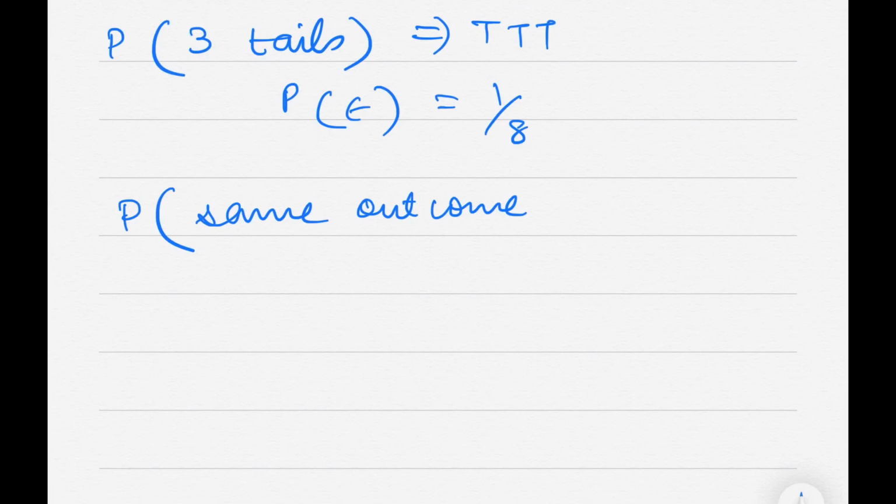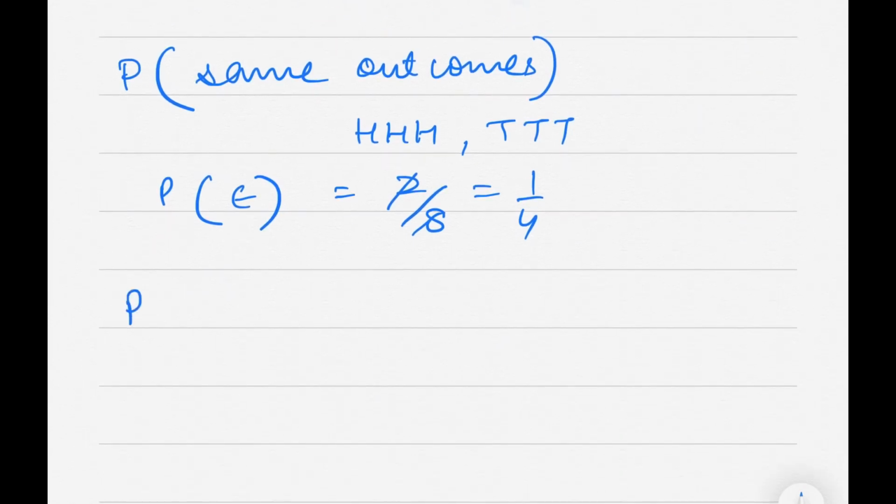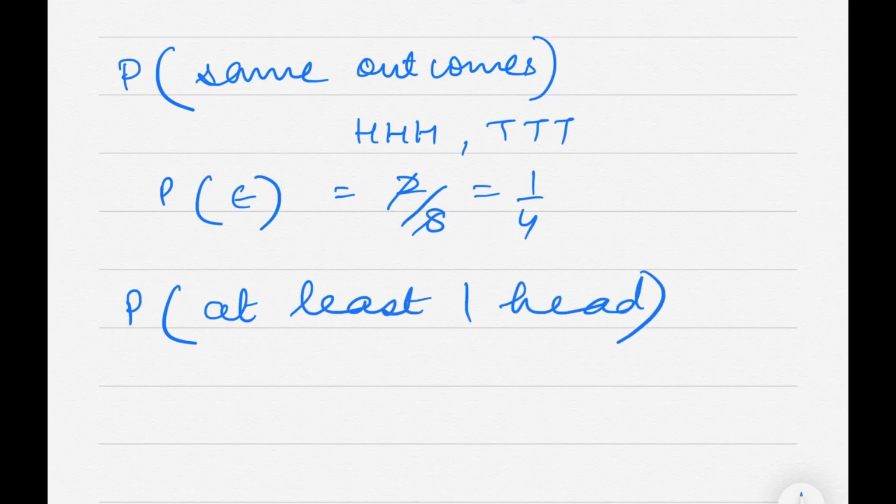Same outcome on all three means the same on all the three coins. So my favorable outcomes will be head, head, head, or tail, tail, tail. These are the only two options. So the probability of this event is equal to 2 by 8, or 1 by 4. Now next can be the probability of having at least one head.